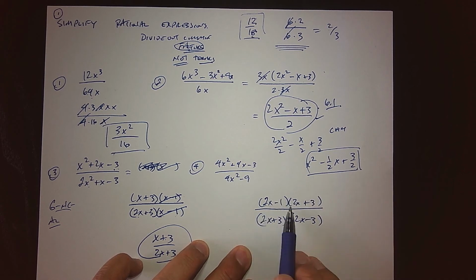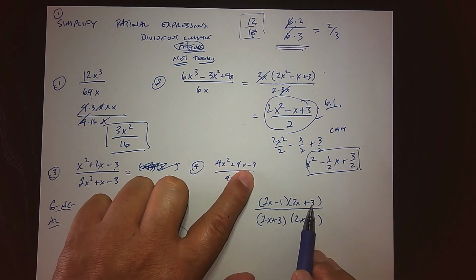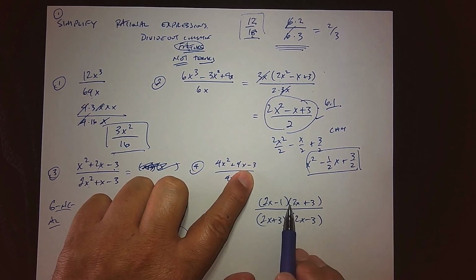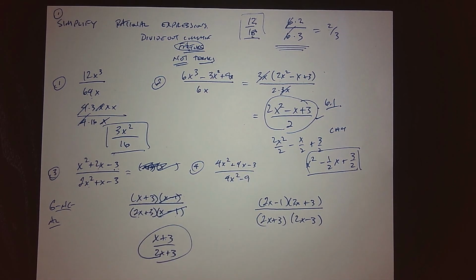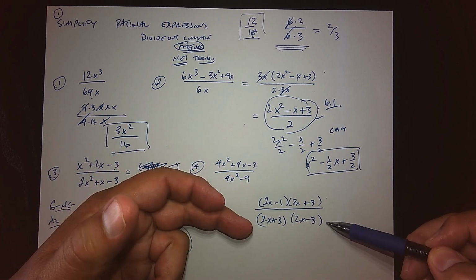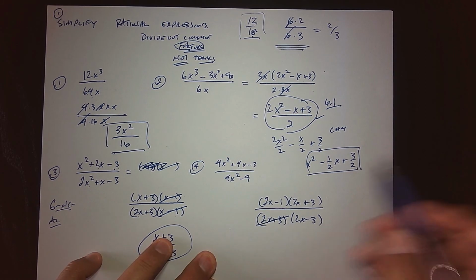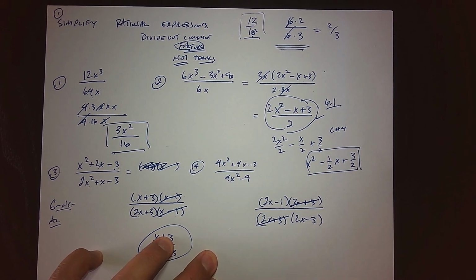So first times first is first, right? Last times last is last. The outer is a positive 6, and the inner is a negative 2, giving us the positive 4. So I got it right. So the top has been factored, the bottom has been factored. So do you see any common factors? And I do, right? That 2x plus 3 and that 2x plus 3 are common. So what's left upstairs is 2x minus 1, and what's left downstairs is 2x minus 3.